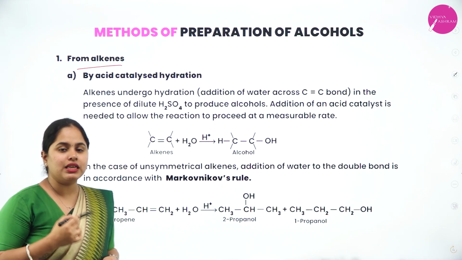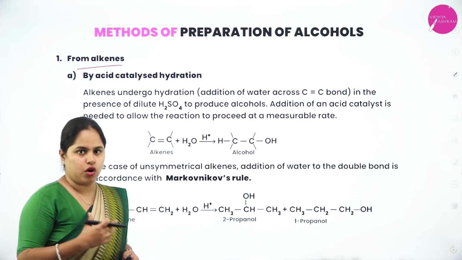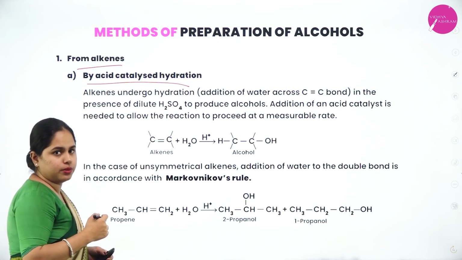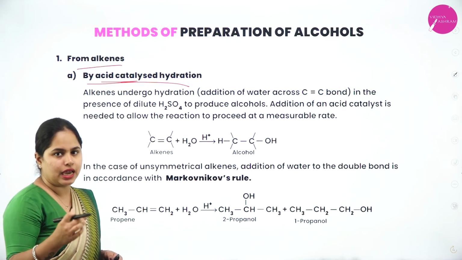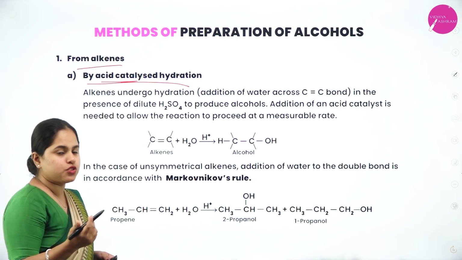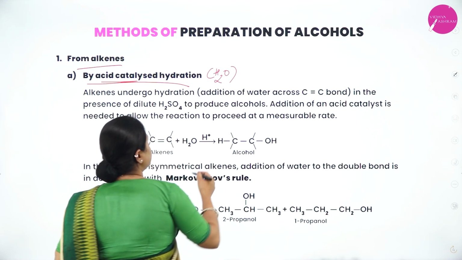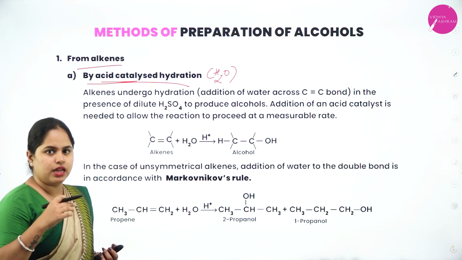In alkenes you have 2 different methods from which you can produce alcohol. The first one is acid catalyzed hydration. The catalyst used here is an acid, that is why it is acid catalyzed. Now, hydration means addition of water. So water will be added here in the presence of acid, that is the catalyst.